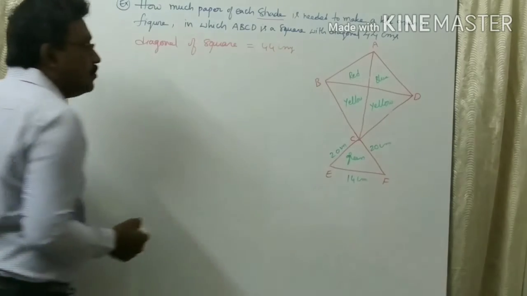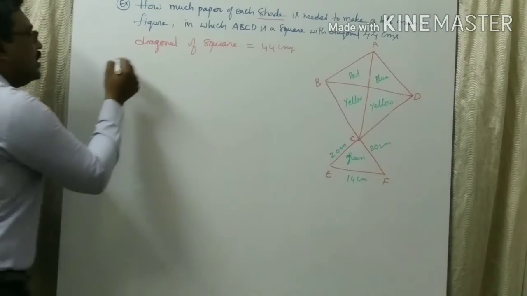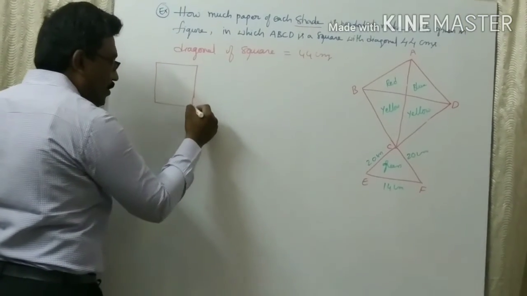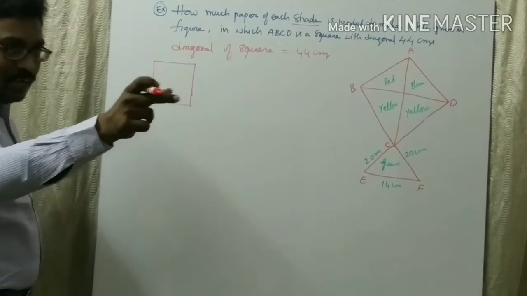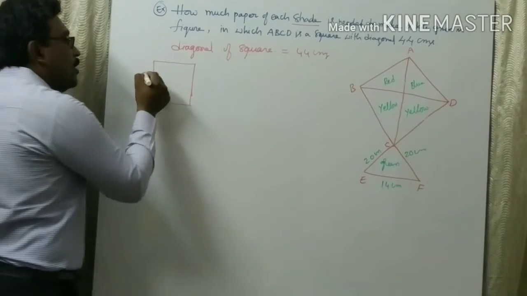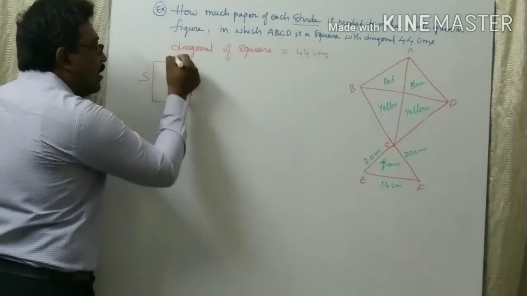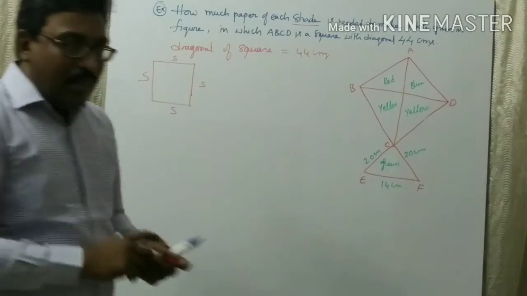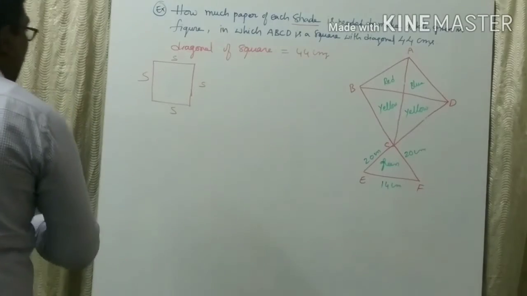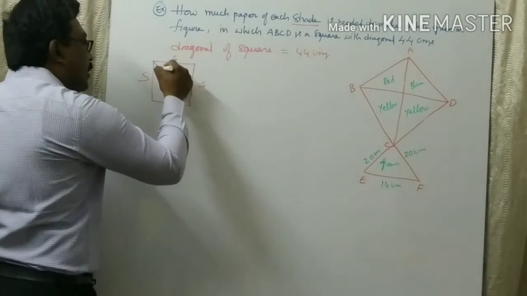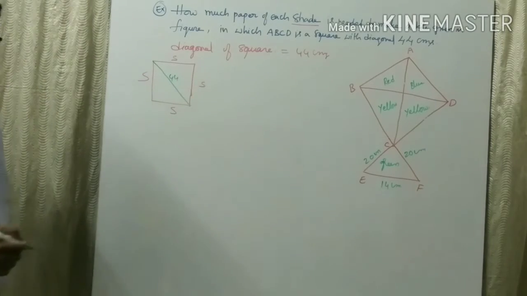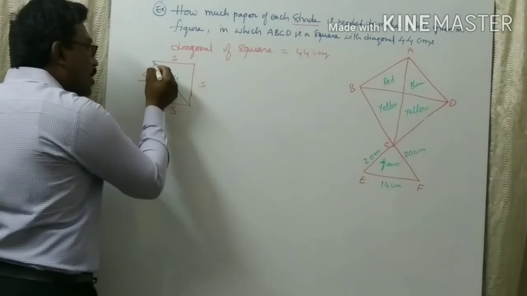Okay. Now, generally we will draw square like this. There it is tilted. Now, if it is side, it is side. In a square, all sides are equal. Then we will go with one diagonal. This is one diagonal. This is how much he gave? 44 centimeters.